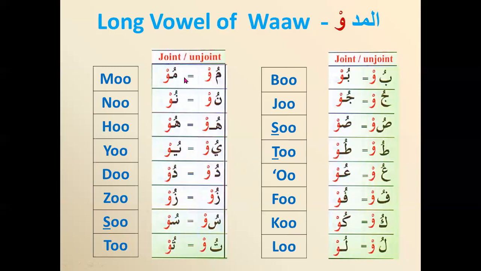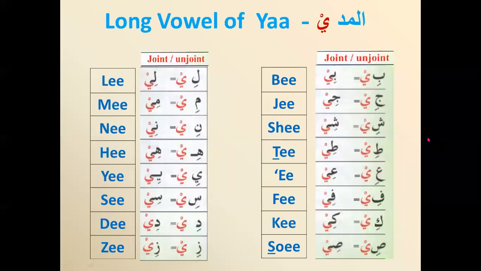Next, we're going to read this one. Mu, nu, wu, yu, du, zu, su, tu. Let's say the mad.